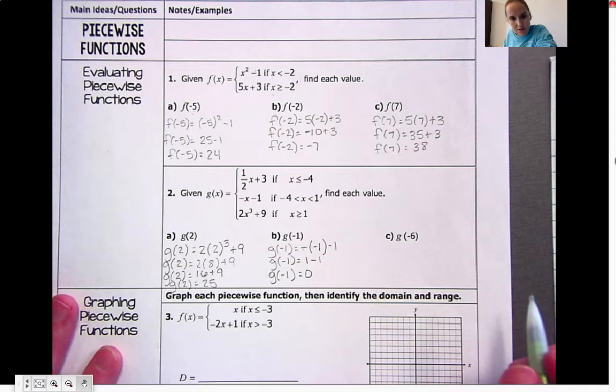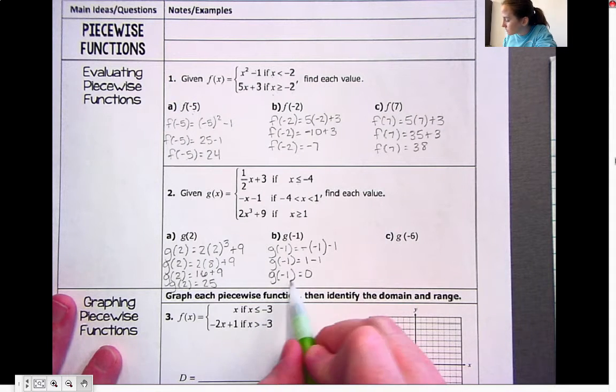So if I were graphing this, x of negative 1, so I go over x equals negative 1, and I stay there. So I'm right on the x-axis.